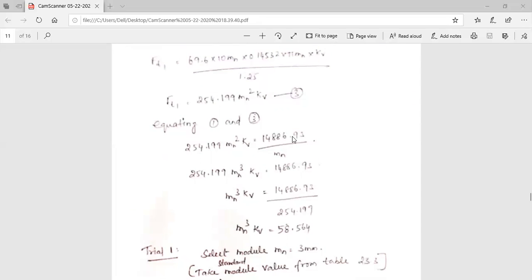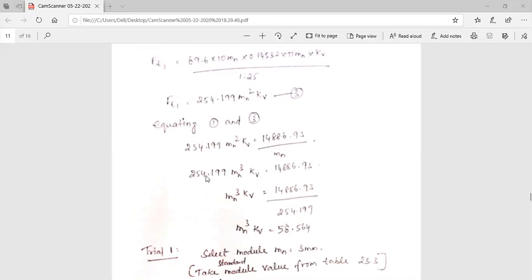Equating these two, both are Ft. The condition is that the normal tangential load is always lesser than the tangential tooth load from the Lewis equation. That is the condition. Apply the condition and find the normal module value.